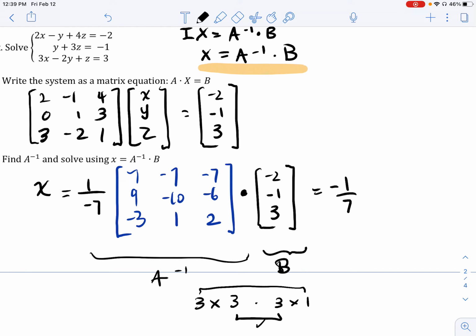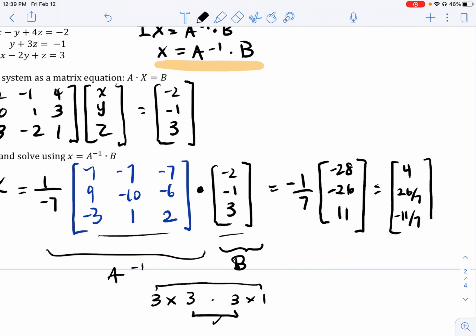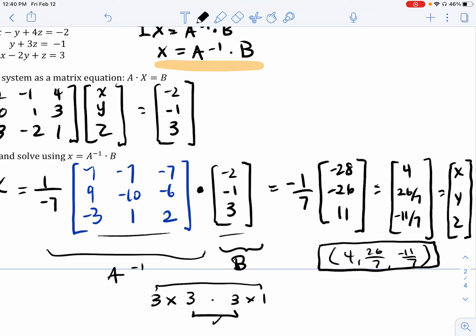For the sake of time, if you multiply this matrix by this matrix, you should get -28, -26, and 11. And then finally, when you distribute everything by that -1 over 7, you should get this as your solution: 4, 26 over 7, -11 over 7. And that is what is equal to your variable matrix, X, Y, Z. So there's your answer there. Your ordered triple we would write as 4, 26 over 7, -11 over 7. So I know it was a lot, but hopefully now you have a good sense of how to solve a system using the inverse of the matrix.